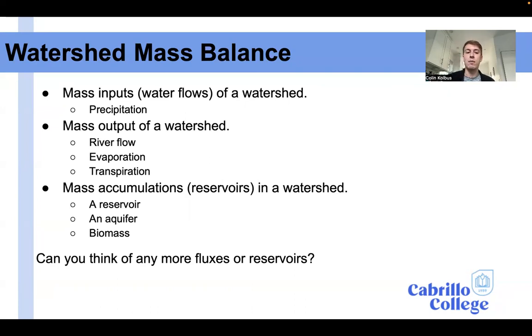And that can entail filling up a reservoir, drying a reservoir, filling an aquifer, increasing the amount of biomass in a region. If your environment is growing a lot of trees, there's going to be a lot more water in those trees than there was if it was maybe a desert before. And so if we define our control volume to be a watershed, we're only interested in these inputs and outputs of the watershed. I don't care that the water is moved from the top of the mountain to the very bottom of the mountain. And this is by no means an exhaustive list. If you can think of any more fluxes or reservoirs, I encourage you to do so.